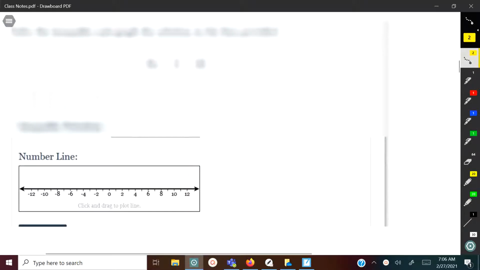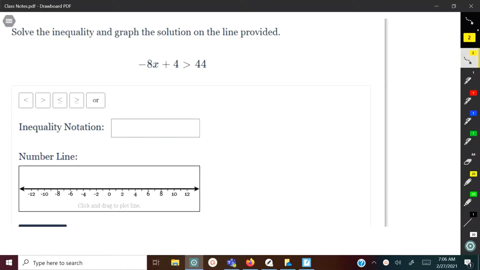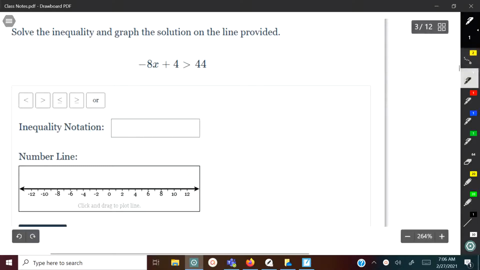Alright, here I've got negative 8x plus 4 is greater than 44. And we're going to work it out like a regular equation. Just remember, when you divide or even multiply by a negative number, you have to swap the inequality. So let's see what that looks like. So I'm going to rewrite the problem. Negative 8x plus 4 is greater than 44.